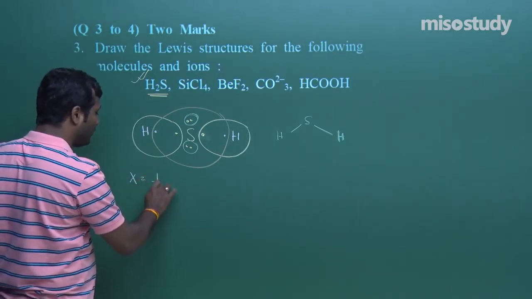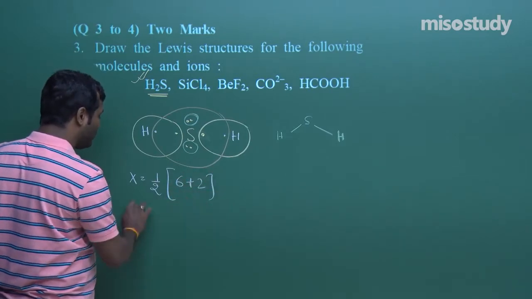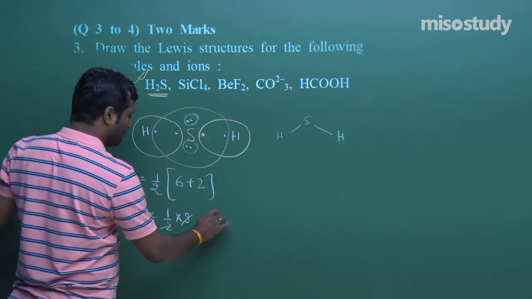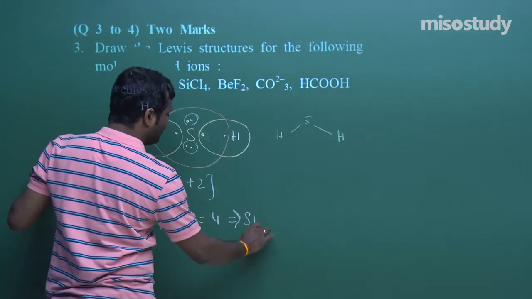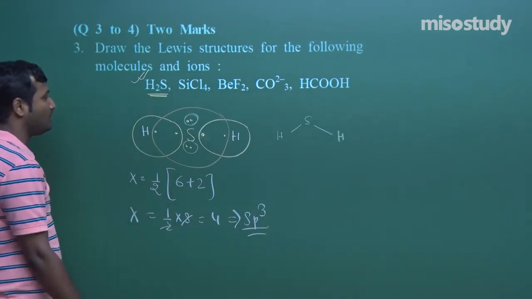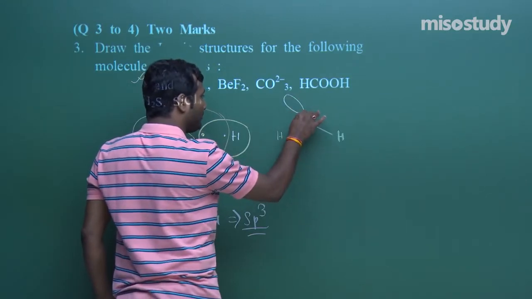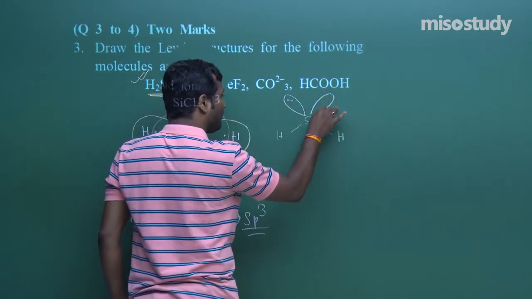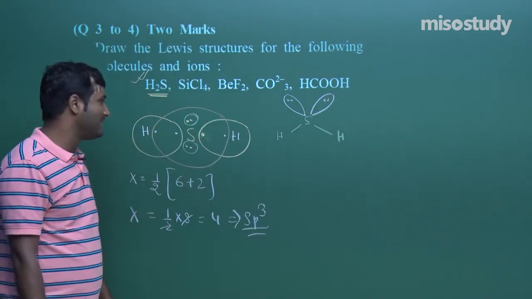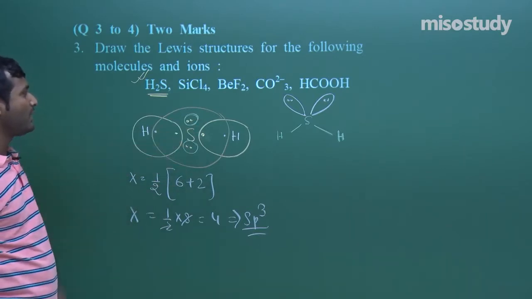X is equal to 1 by 2, valence electron is 6, monovalent atom is 2, X is equal to 1 by 2 into 8, that is 4, that is sp3 hybridization. The bond angle should be 109 degree 28 minute, but due to the presence of lone pair of electrons, it will not have a tetrahedral shape. It will have a bent shape due to the lone pair repulsion.